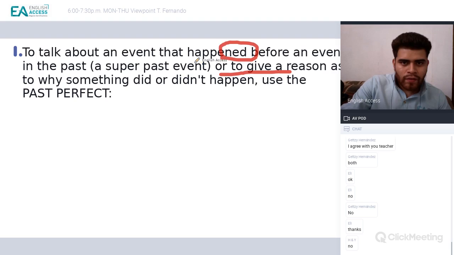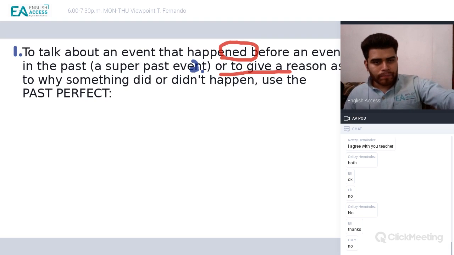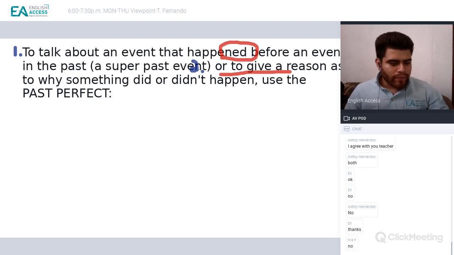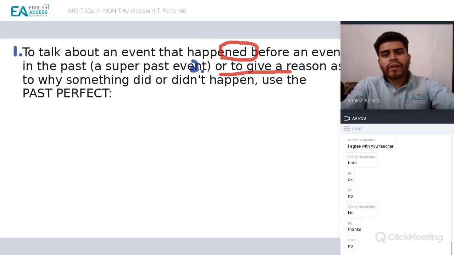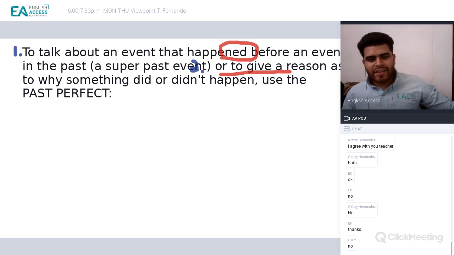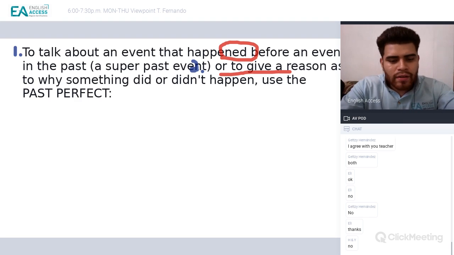First thing, and second thing. All right, so let's talk about the first thing first. To talk about an event that happened before an event in the past. All right, so right now it is 6:34. At least that's what it says on my phone. Now the class started at 6, which is the past. It's only 30 minutes away, but it's the past. So I could say this.